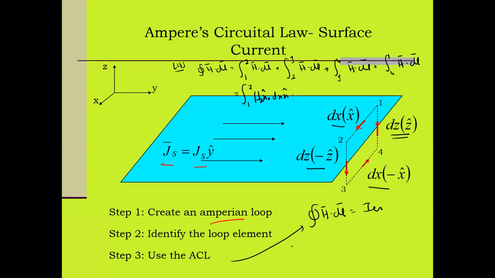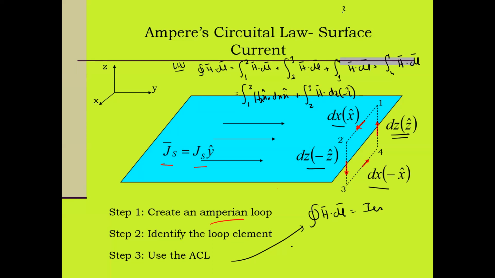Okay, and for point 2 to point 3, we have that the dl is given to be dz direction of negative z, but the H field, if we look carefully here, will be either directed towards positive x or towards negative x for point 2 to point 3.